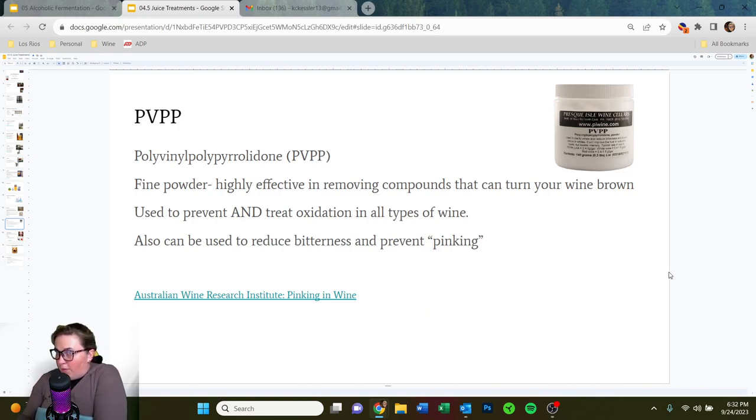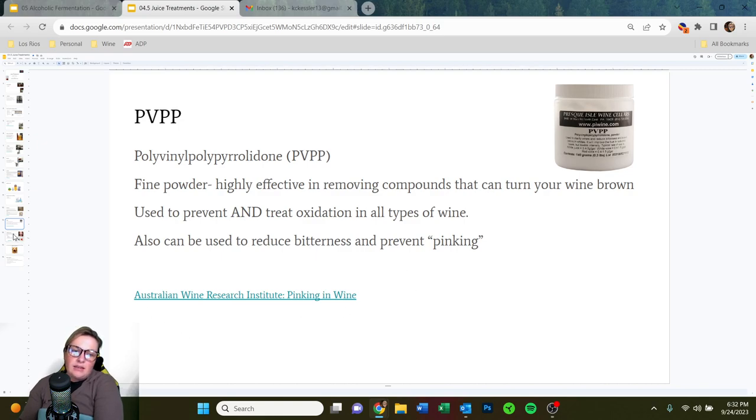Okay, so on to PVPP. PVPP is an acronym for the actual compound's name, which is polyvinyl polypyrrolidone. So you could set that as your next Facebook password if you needed something extremely complex. It's a very, very fine white powder, and the reason that it is so valued in the industry is because it's very effective at removing any compounds that can turn your wine brown. So not only is it preventative treatment, but it also does treat oxidation in all types of wine. It's also used to reduce any bitterness and prevent pinking in wine.